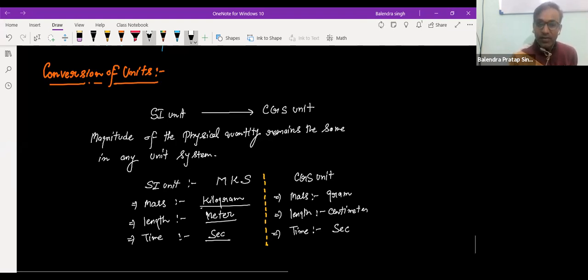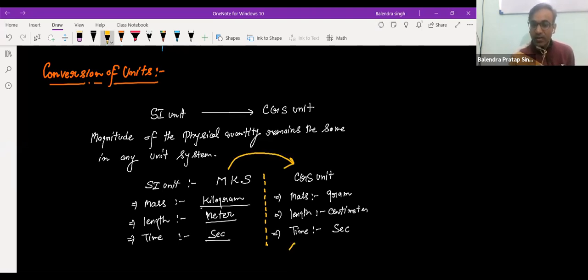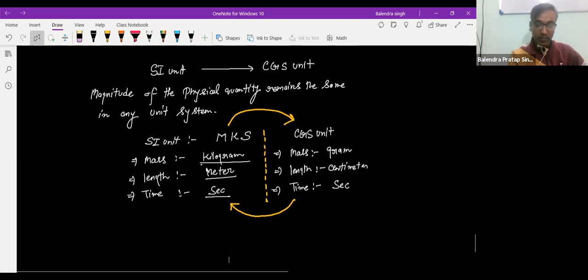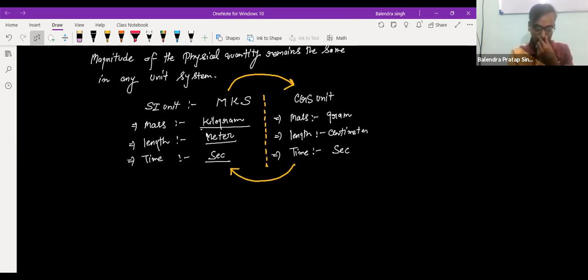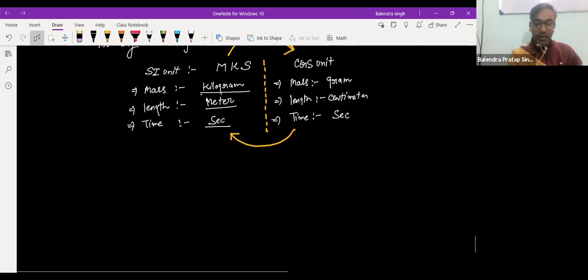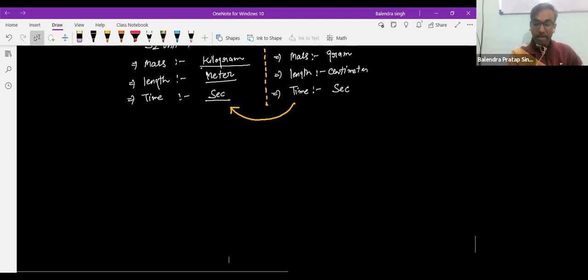So the conversion of SI to CGS units or CGS to SI is what we will learn in this topic: how you can convert a physical quantity from SI units to CGS units, and from CGS to SI units. There are basically two famous examples which I will discuss in this topic. One example is how to convert 1 dyne into Newton, or 1 joule into erg. Okay, first thing.